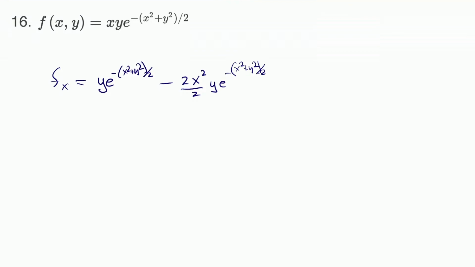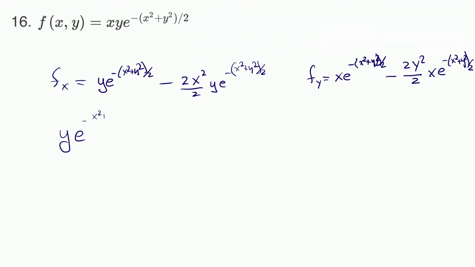F sub y is going to look suspiciously similar. I'll put it over here. x e to the negative x squared plus y squared over 2, minus 2y squared over 2 x e to the negative x squared plus y squared over 2. Okay. Let's set them equal to 0 and factor. I'm going to do two things at once. So we have y e to the negative x squared plus y squared over 2 times 1 minus x squared is equal to 0. And then set this one equal to 0.